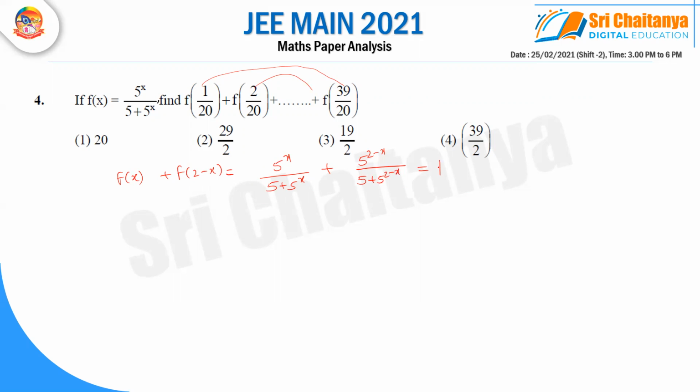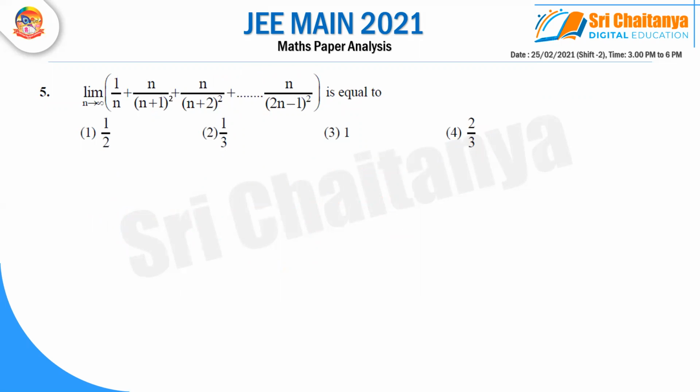Now here, if you see properly, there are total 39 terms. Among 39 terms, there will be the 1 and 39 as one pair, 2 and 38 as one pair, and so on up to 19 and 21 as one pair, and one element will be left alone, which is 20. So the value for each pair is 1, 1, 1. Now the value for the single element will be 1 by 2. So how many sets are there? Total 19 plus 1 by 2. So we will be getting the answer as 39 by 2, which is nothing but the fourth option.